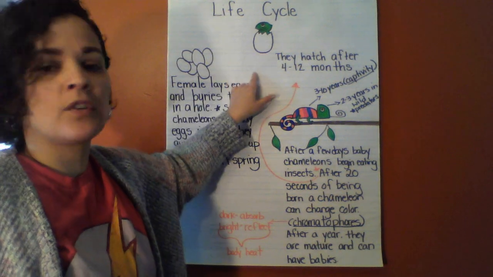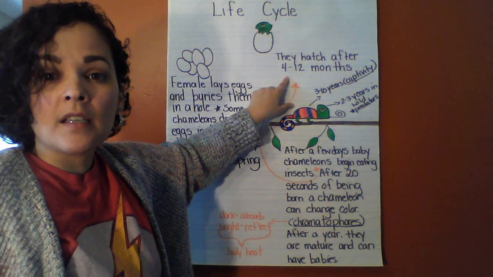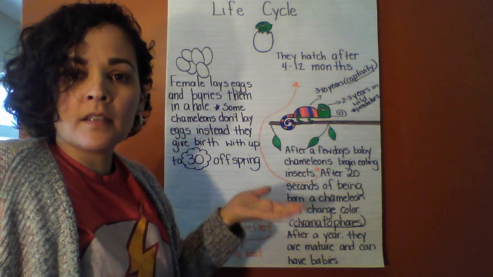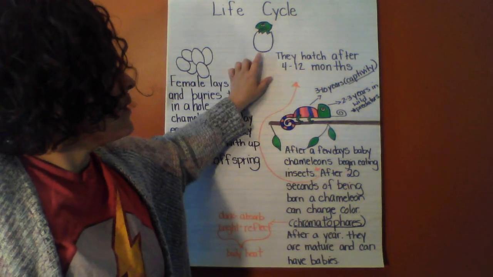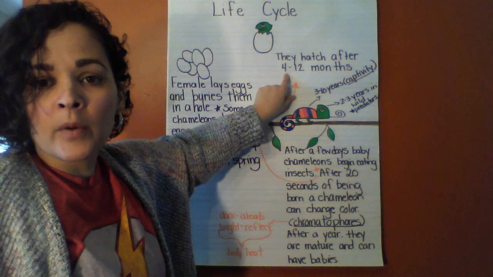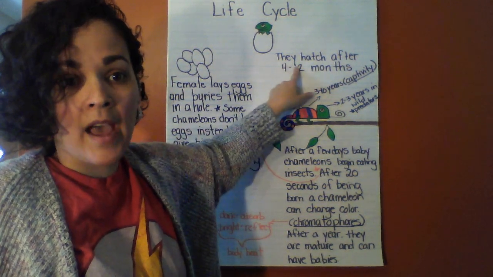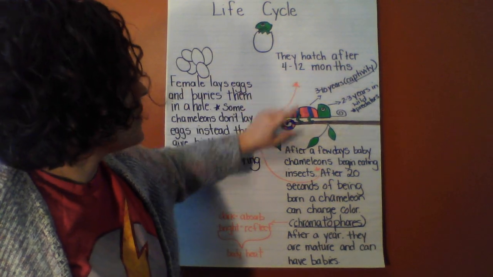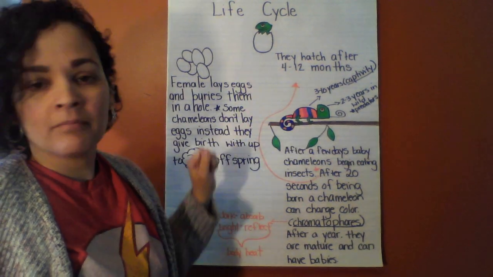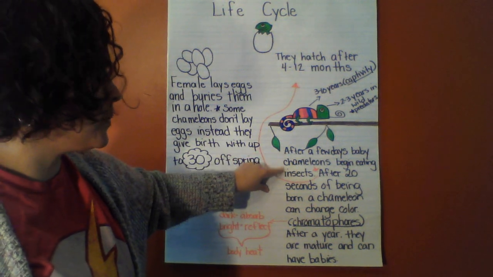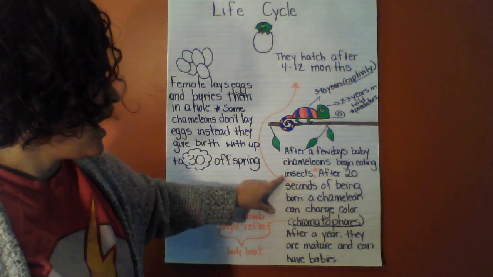They hatch after 4 to 12 months, which is crazy because as a mom, I know that after 9 months, I'm going to have a baby. They can hatch anywhere between 4 months and 12 months, so they never know when they're going to hatch. And then they become baby chameleons, right? So after a few days, baby chameleons begin eating insects.